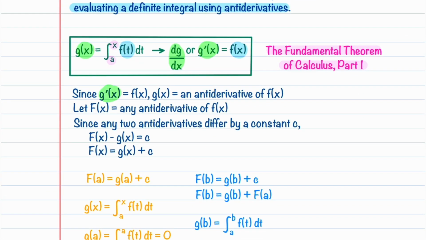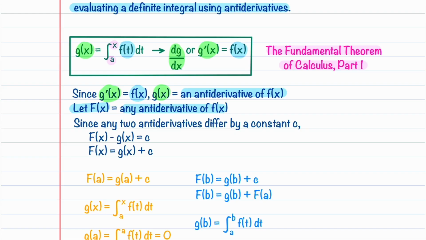Since g prime of x is equal to f of x, we can say that g of x is an antiderivative of f of x. To get to the Fundamental Theorem of Calculus Part 2, we have to complicate this a little bit, and we're going to let a function capital F of x be any antiderivative of little f of x. And we're going to compare this to g of x.